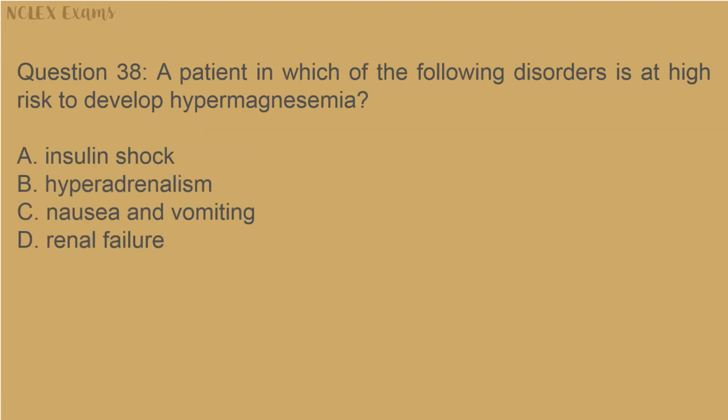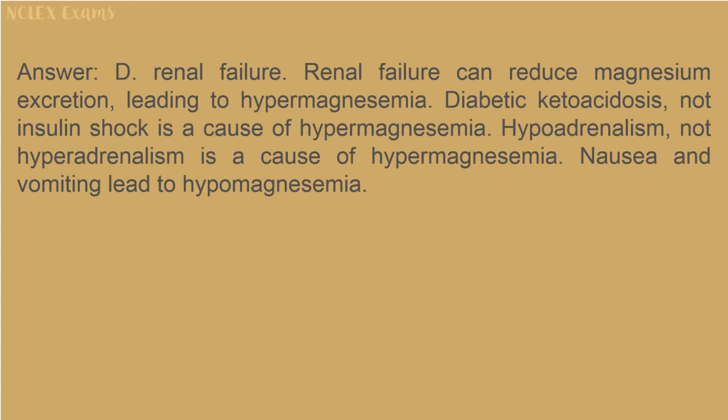Question 38. A patient with which of the following disorders is at high risk to develop hypermagnesemia? A. Insulin shock, B. Hyperadrenalism, C. Nausea and vomiting, D. Renal failure. Answer: D. Renal failure. Renal failure can reduce magnesium excretion, leading to hypermagnesemia. Diabetic ketoacidosis, not insulin shock, is a cause of hypermagnesemia. Hypoadrenalism, not hyperadrenalism, is a cause of hypermagnesemia. Nausea and vomiting lead to hypomagnesemia.